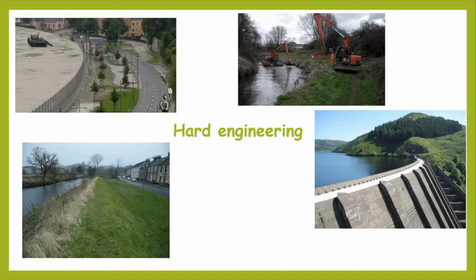Hard engineering strategies, building flood walls, embankments, digging out the river, building a massive dam, these are all man-made strategies that impact or change the river channel itself in some way. Now, because they do that, they're often the most effective strategy, I'll be honest. They either block the water, they increase the capacity of the river, they tend to be the most effective at stopping floods from happening.